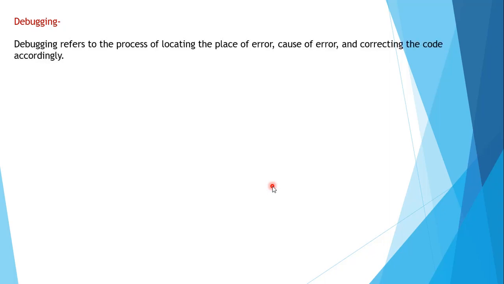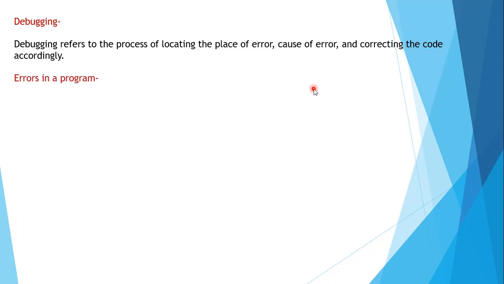Debugging refers to the process of locating the place of error, the cause of error, and correcting the code accordingly. If you have a particular program and you are getting some error there, you have to locate the place of error, find out why this error is occurring, and then correct that particular code so that you will have the desired output. So that is the process of debugging.